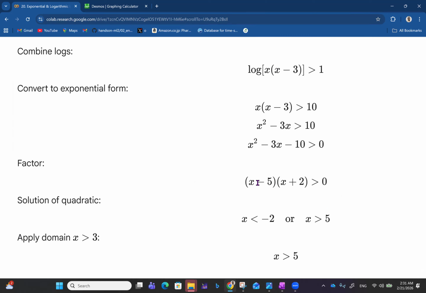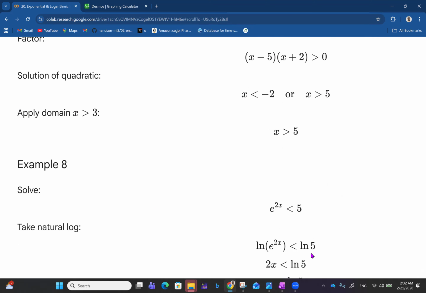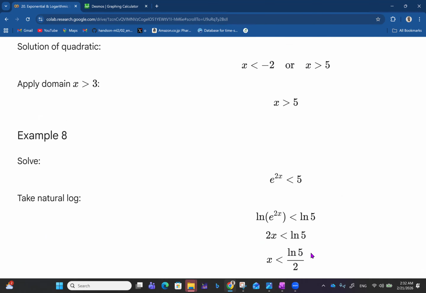Okay. 5 minus 5, 0. And then we have, okay. So for solutions of the quadratic, we know we are going to get minus 2 here and we get 5 here. So we have x is less than minus 2 on the negative side, and x is greater than 5 on this other side. But the domain is x greater than 3, so we go for x greater than 5, like that. That can be a bit confusing.